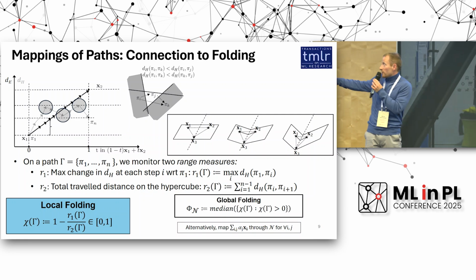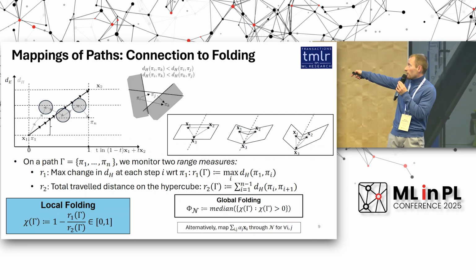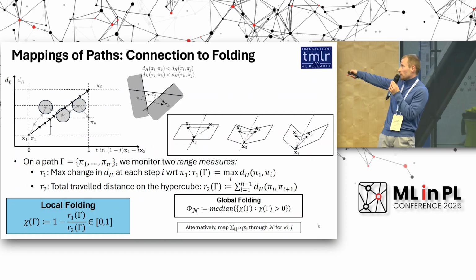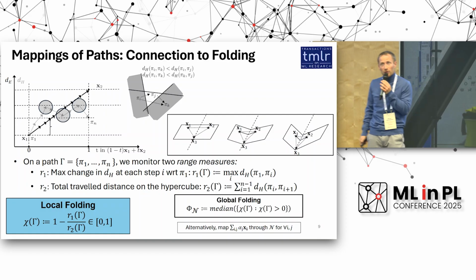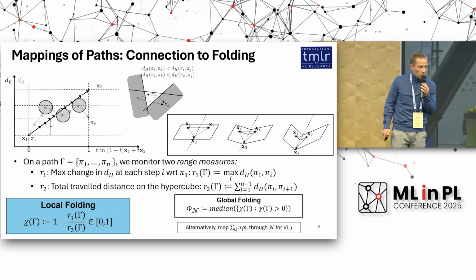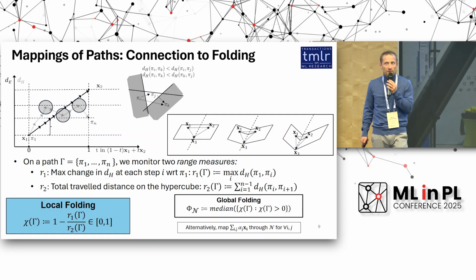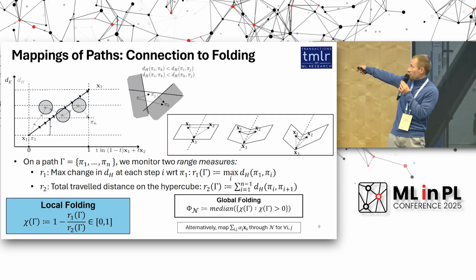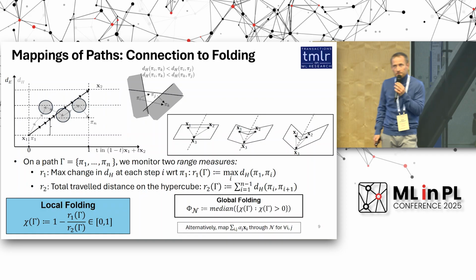Our measure is provably lower and upper bounded. It's equal to 0 if the Hamming distance with respect to the initial pattern increases monotonically, and it's equal to 1 if we happen to be on a looped path. That is, the first range measure is upper bounded, and the second one diverges to infinity.